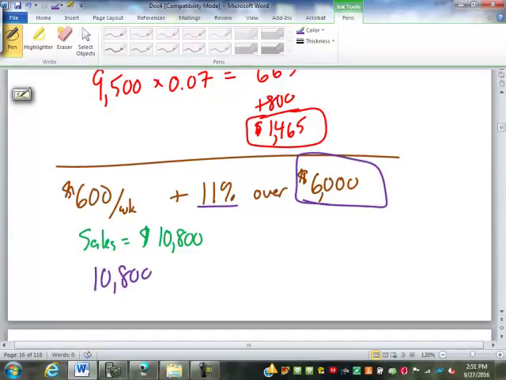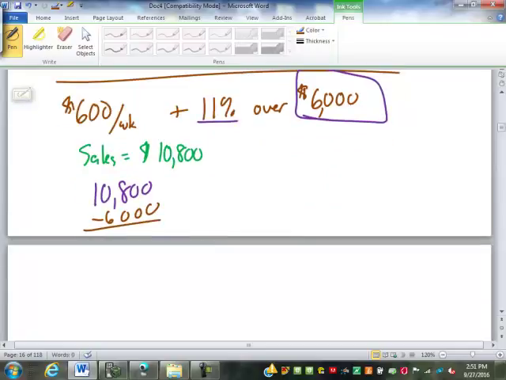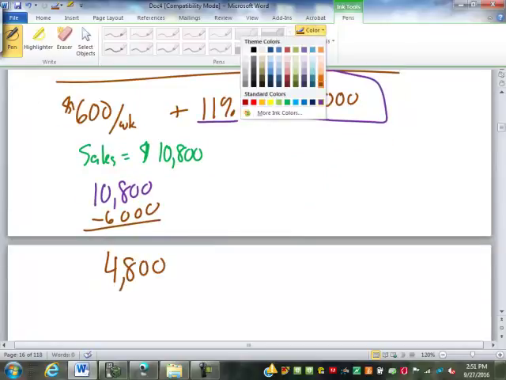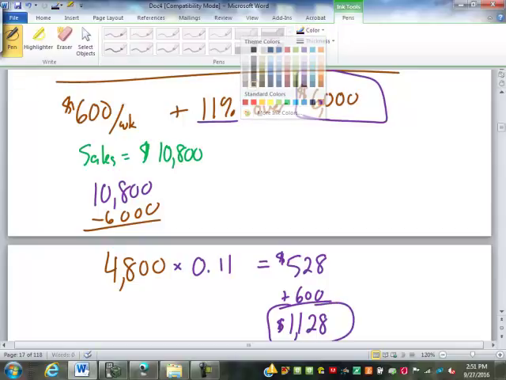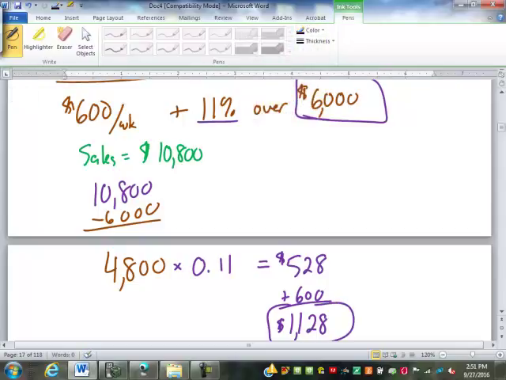Take the 10,800, we don't get commission on the full amount. We subtract that 6,000, so we're only going to get commission on 4,800 of it. Somebody's awake. That's going to be times our 11% or 0.11 commission. That's going to be what? $528 is the commission on that? Plus our 600 base, so $1,128 is our pay for the week. Make sense?